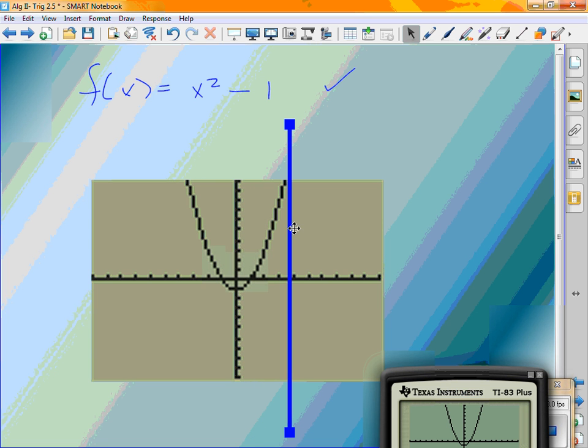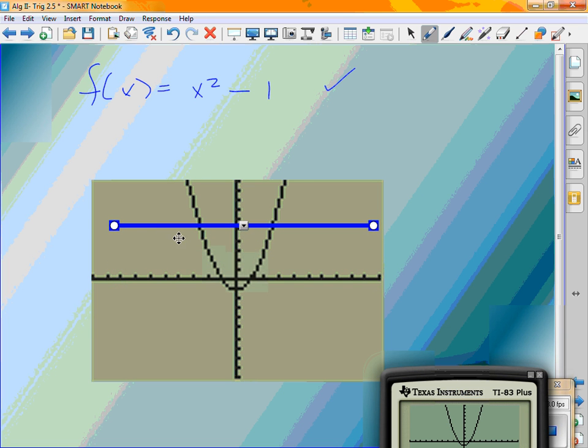What do you think happens for an inverse? Well, it's the other way. Instead of the vertical line test, it's going to have to pass the horizontal line test. Does this pass the horizontal line test? No. Because it does not pass the horizontal line test, this one is not a function. I can use graphing to determine whether or not something's a function.